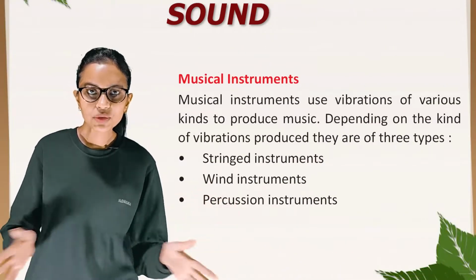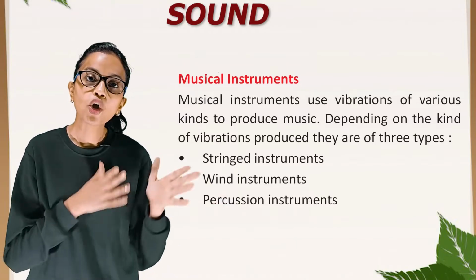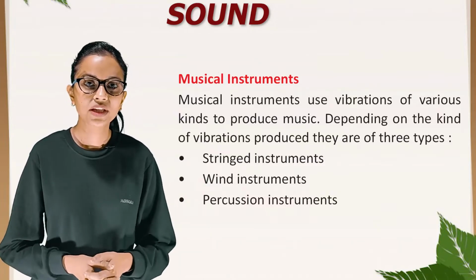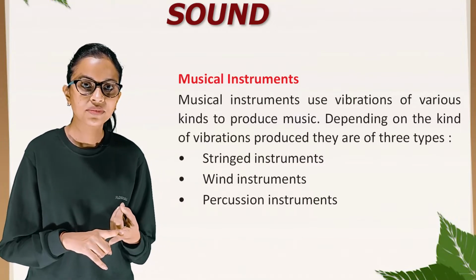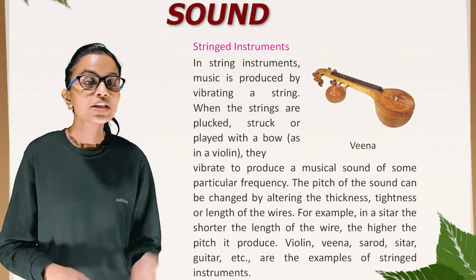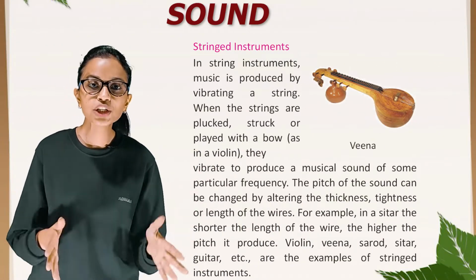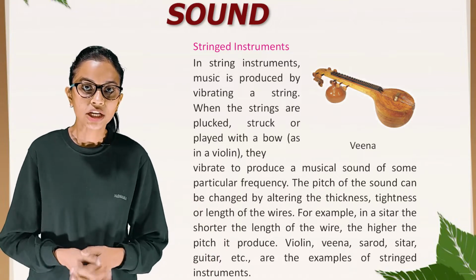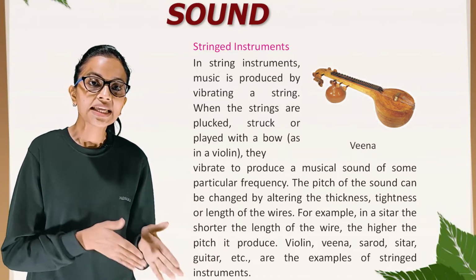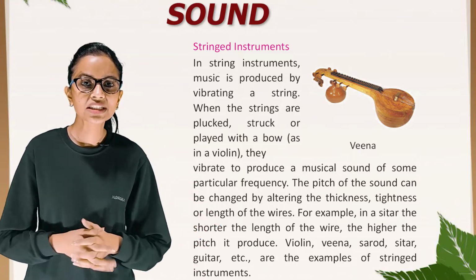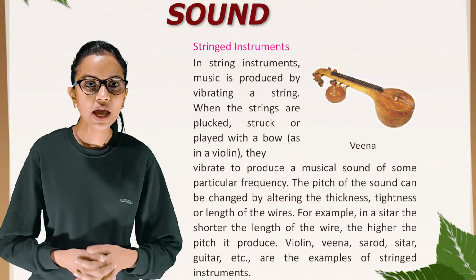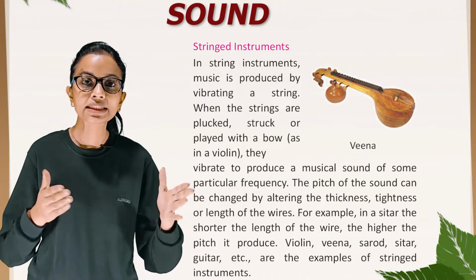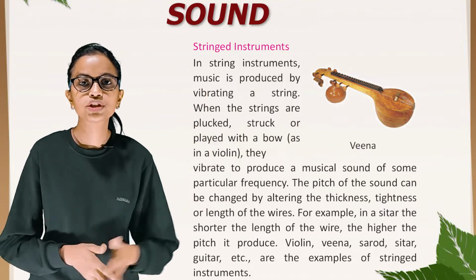Musical instruments. Musical instruments use vibrations of various kinds to produce music. Depending on the kind of vibrations produced, there are three types: stringed instruments, wind instruments, percussion instruments. Stringed instruments. In stringed instruments, music is produced by vibrating a string. When the strings are plucked, struck, or played with a bow, as in a violin, they vibrate to produce a musical sound of some particular frequency. The pitch of the sound can be changed by altering the thickness, tightness, or length of the wires. For example, in a sitar, the shorter the length of the wire, the higher the pitch it produces.